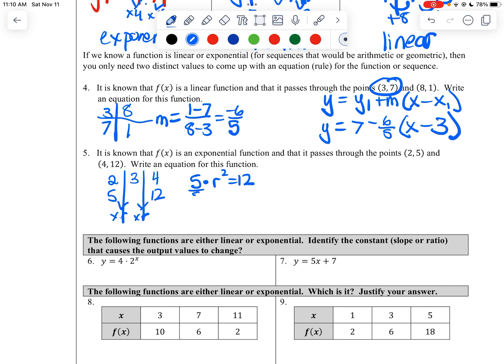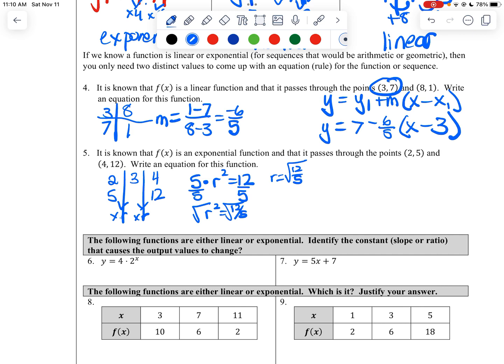Well, to solve this, divide by 5, divide by 5. So r squared equals 12 over 5. And then what do I do? I take the square root. So r equals the square root of 12 over 5.